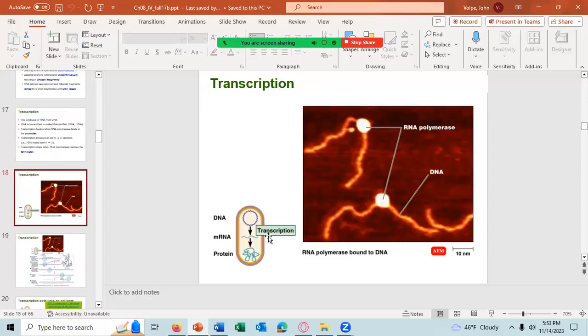All right, this is actually showing you a fluorescent microscopic image, electron microscopic image of DNA, RNA polymerase, and right there you can see RNA starting to be made. So we're looking at the start of transcription. Any question about any of that?